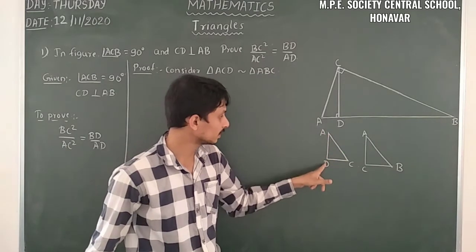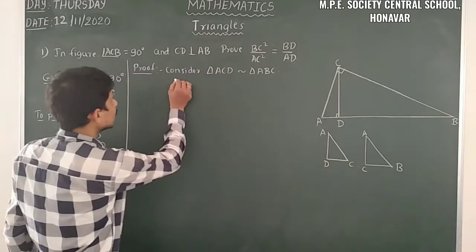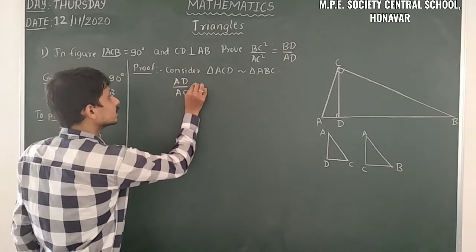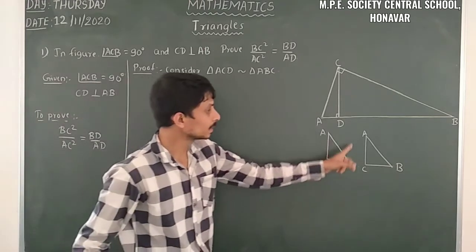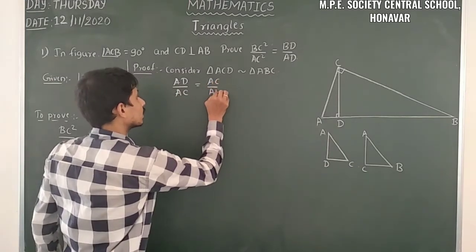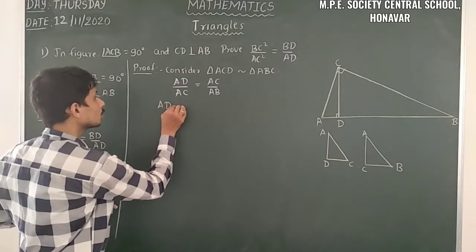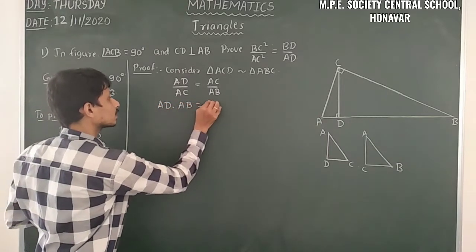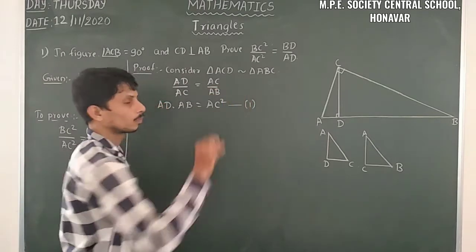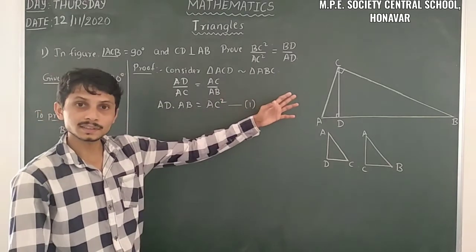So firstly we have to take AD by AC is equal to AC by AB. After that we have to transpose the things. That is AD into AB is equal to AC square. I will take this as equation number 1. Then let us take another triangle.